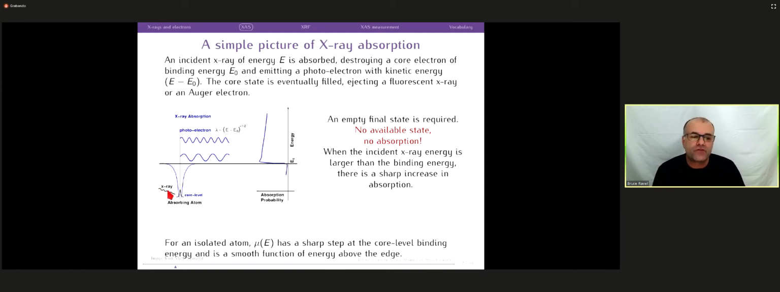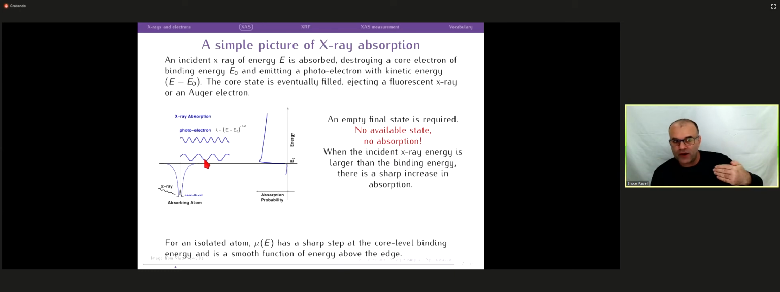So if the X-ray that comes in has just barely enough energy to promote the deep core electron, then the amount of energy in the photoelectron is the excess energy between the energy carried by the X-ray and the binding energy of the electron. Whatever is left over after you unbind the electron is the energy of the photoelectron.